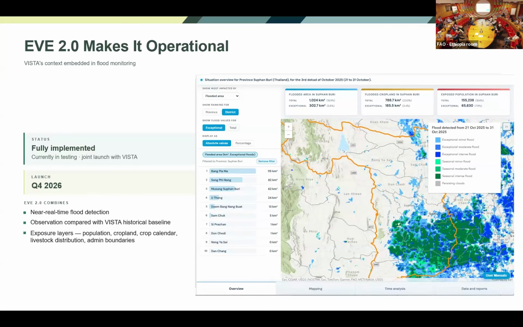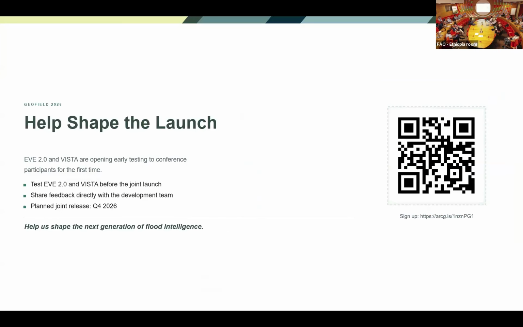Very last slide. Eve 2.0 will make operational and automated what I've just shown in the last 2-3 slides by comparing the incoming near real-time observation with a Vista reference and overlaying on top of this exposure layers. We're going to launch both. We're going to publish a Vista dataset after the summer and the Eve 2.0 system leveraging this potential immediately after.